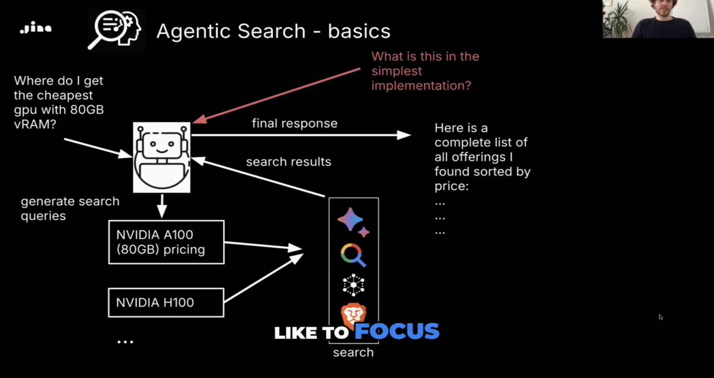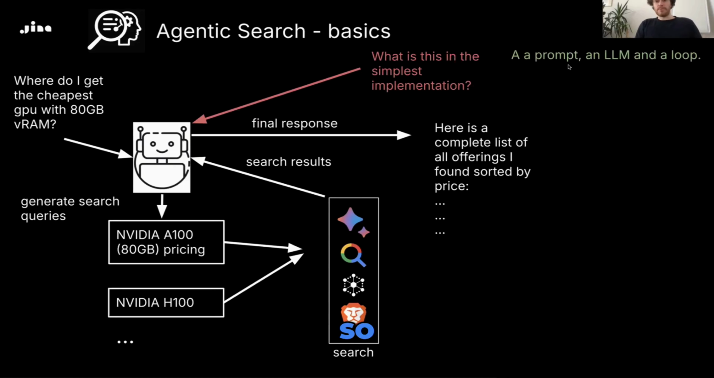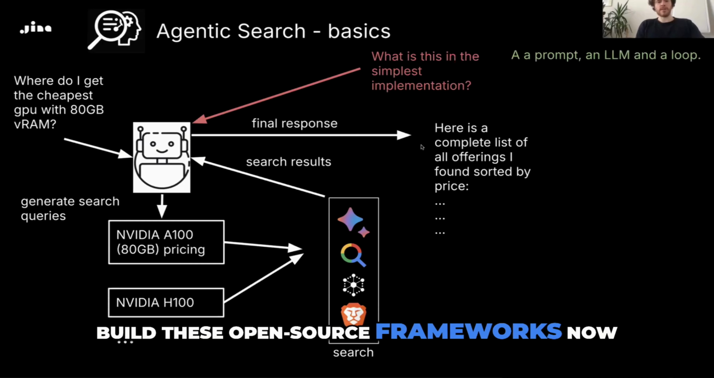And what I would like to focus on now is three things. A prompt, an LLM, and a loop. So loop, piece of code. And it's really just these three things. When you develop something and you already have your processor, your machine, what you need to create such a thing I illustrated here. So not much. And therefore it's not surprising that many people build these open source frameworks.